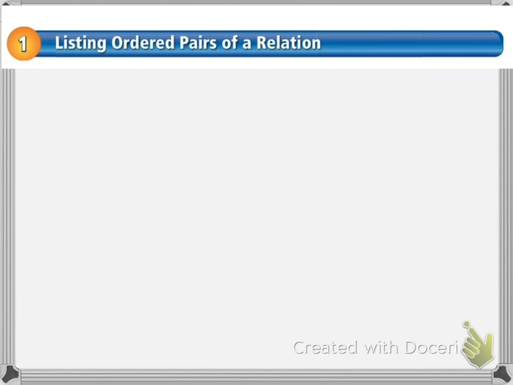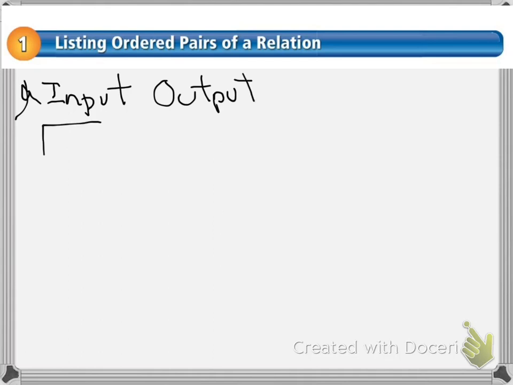Okay, so example number 1, listing ordered pairs of a relation. Let's take a look at 2. I'm going to put an input. This is A. I'm sorry, I'm writing with my finger. Usually I have a little pen that helps me, so I hope you can read it.